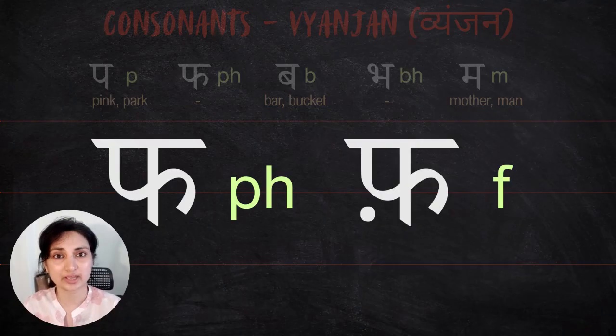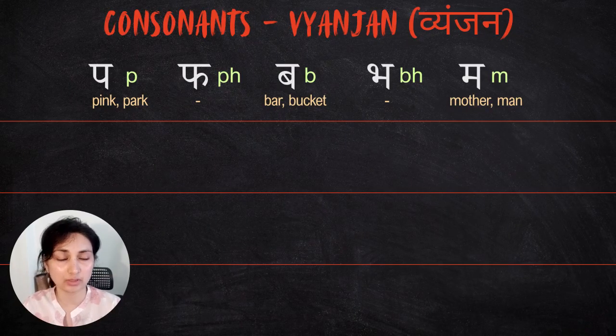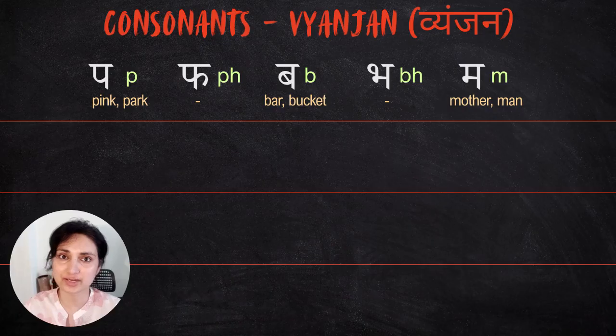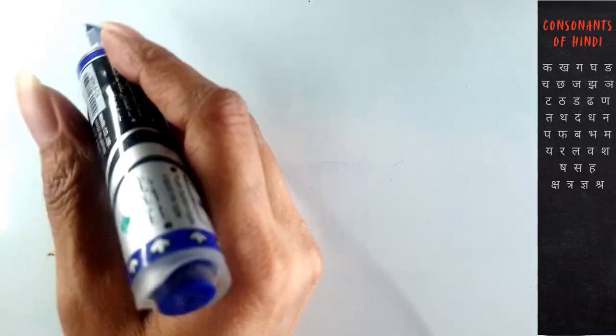And after that, we have b. So b is for ball. And the aspirated version of that is bh. So b, bh. P, p, b, bh, m. So let's see how to write these 5 letters. Let's start with the first letter.